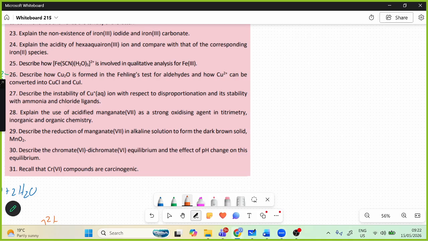Then you can use this in order to prepare CuCl and CuI. You simply react with the acids. So Cu2O plus HCl will give CuCl, Cu2O plus HI will give CuI.